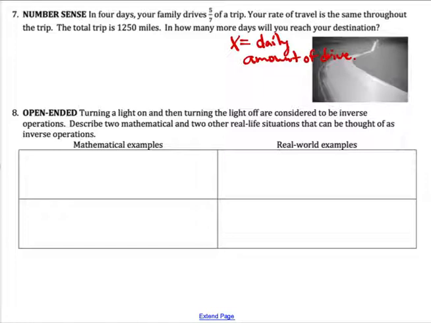And then number 8, you're just giving some examples of inverse operations. For example, turning on a light and turning it off would be inverse operations. And in math, you can be specific here. Adding 1 and subtracting 1 is a good example.